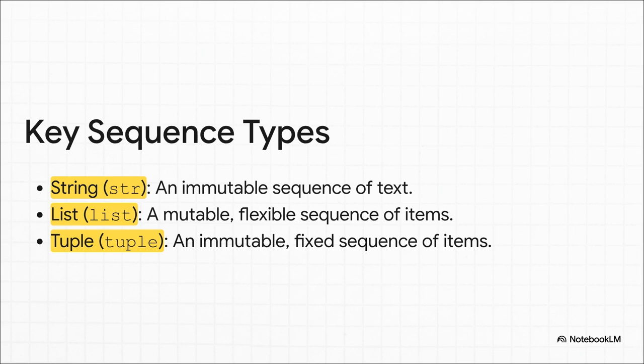Now, in the world of Python sequences, there are three main players you're going to meet all the time. First is the string, which is for holding text. Then you have the list, which is your flexible, do-anything kind of container. And finally, there's the tuple, which is kind of like a list that's been frozen in place.